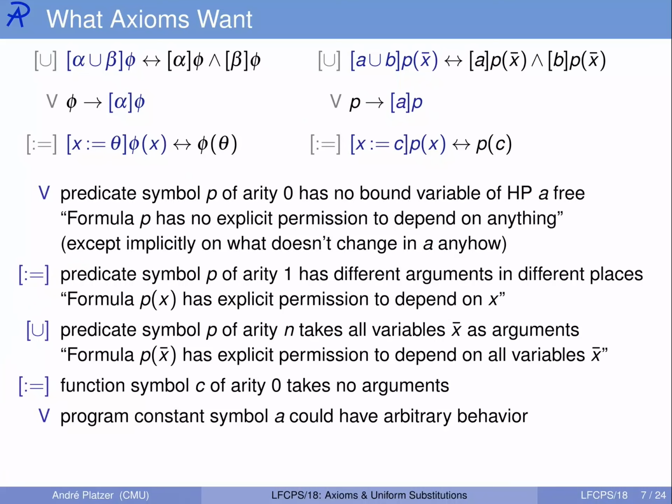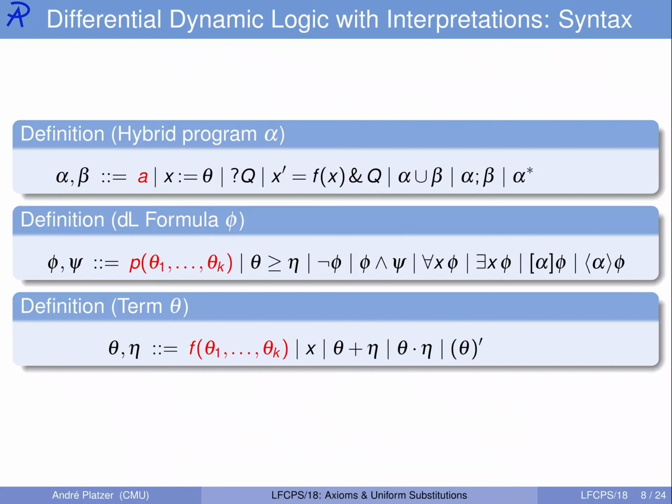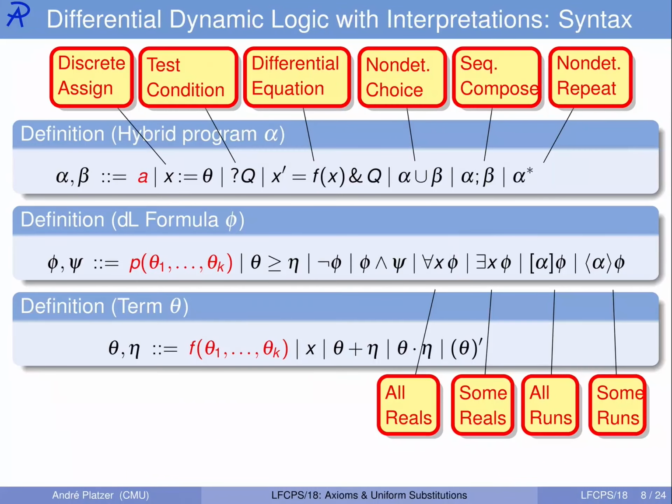But if we want to make sure these formulas over here are actually concrete differential dynamic logic formulas, we, of course, have to throw in these predicate symbols and so on officially into the syntax. Let's do so right away by moving on to differential dynamic logic with interpretations. The syntax is really the same as it always is. Here's a reminder. We have discrete assignments, tests, differential equations, non-deterministic choices, sequential composition, and non-deterministic repetition for hybrid programs.